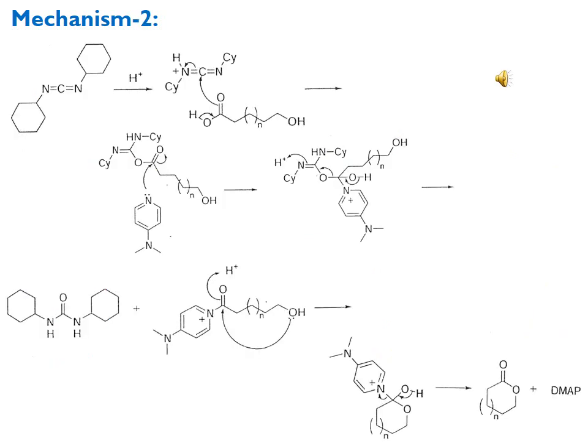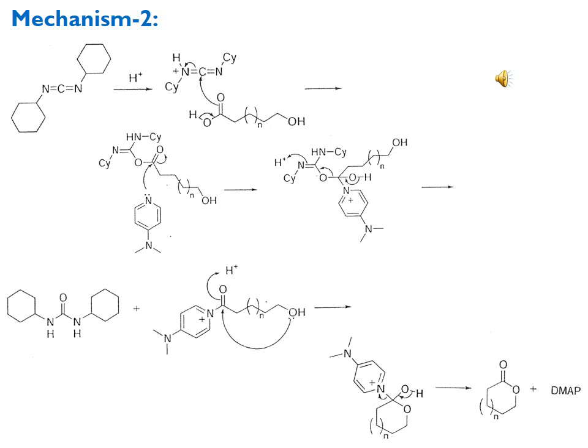The second mechanism starts from DCC, dicyclocarbodiimide, which is first protonated, and after protonation it interacts with the hydroxy carboxylic acid. The oxygen of the carboxylic acid attacks the electrophilic carbon of this carbodiimide, and the protonated nitrogen gets a single bond, its positive charge is removed, and we get the product here in ester formation, which is termed an activated ester.